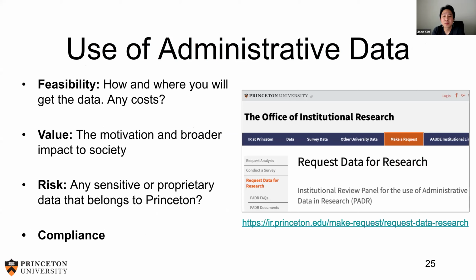The PATTER review at Princeton is more about feasibility, how and where you're going to get the data. Are there any costs? What's the value, motivation, or broader impact? Are there any risks? Is there any sensitive data that belongs to Princeton? Does it comply with the law, US law, and all that stuff? I don't want to dig in too much about this, but feel free to go to that link and read what Princeton has.